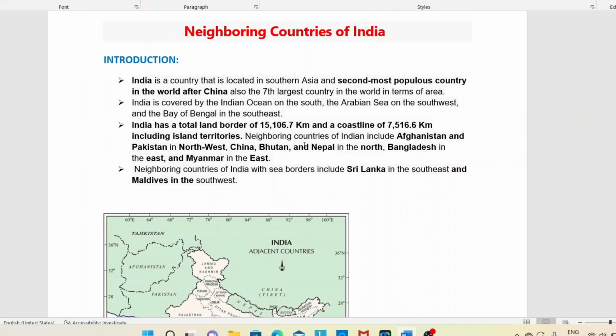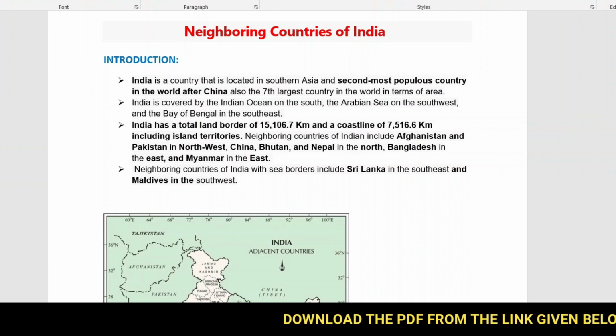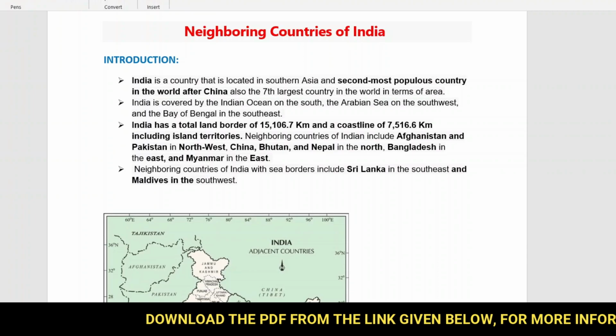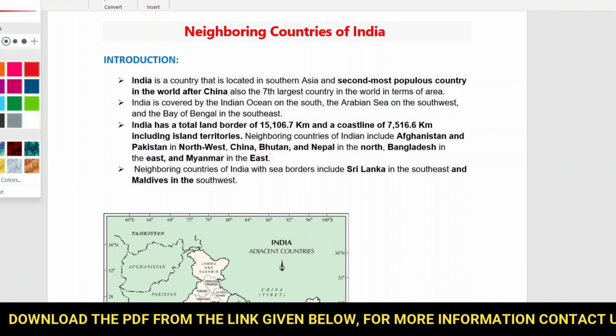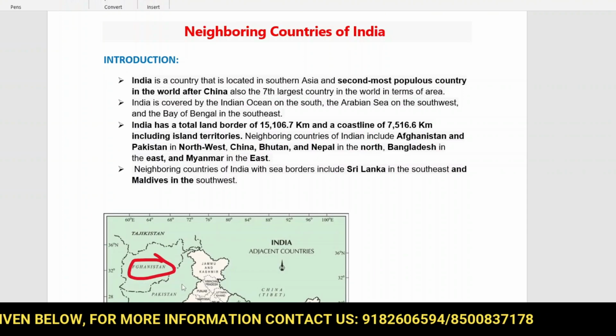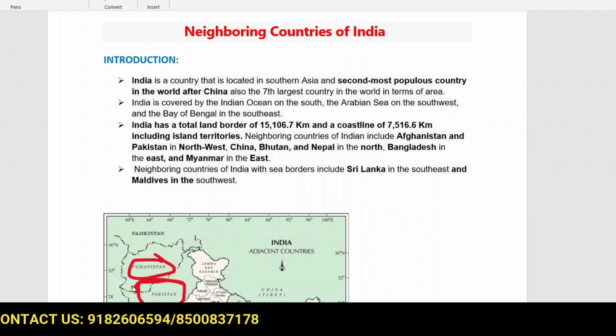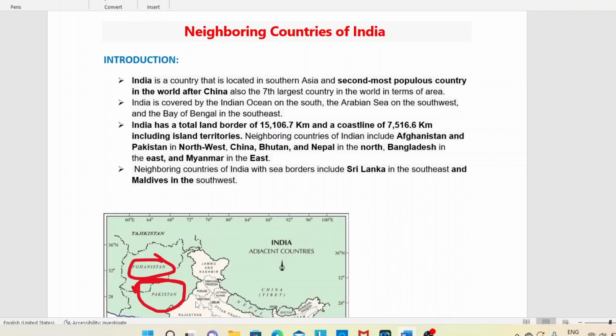Neighboring countries of India include, first, Afghanistan and Pakistan on the northwest side. Here we can see in our map. Another, China, Bhutan and Nepal on the north side. We can see here China, Bhutan and Nepal.